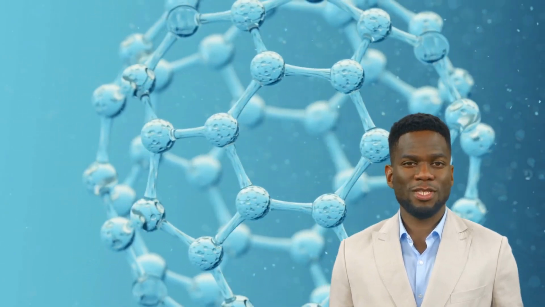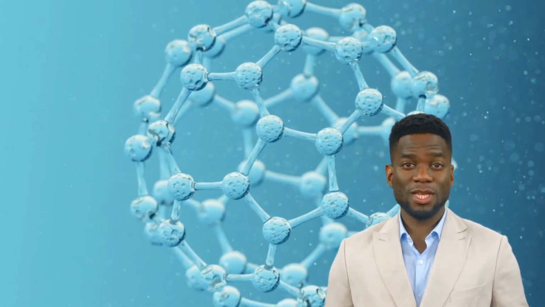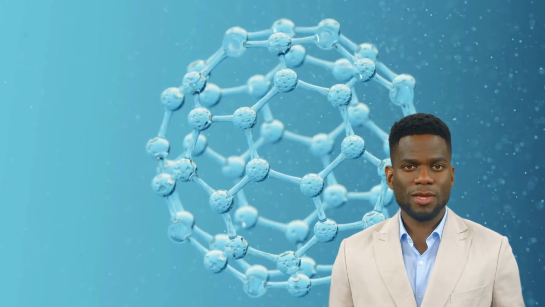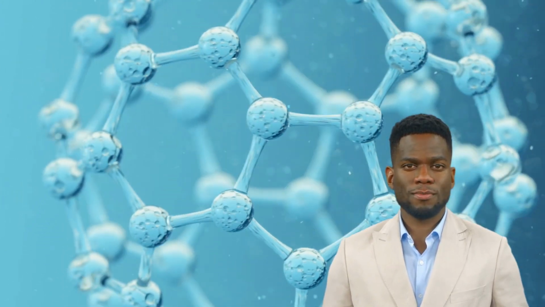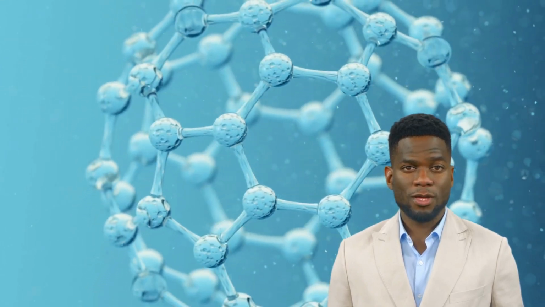The most common fullerene is C60, carbon 60. Imagine a soccer ball made entirely of carbon atoms. This ball is not solid, it's more like a cage with holes. This structure is a molecule made up entirely of carbon.